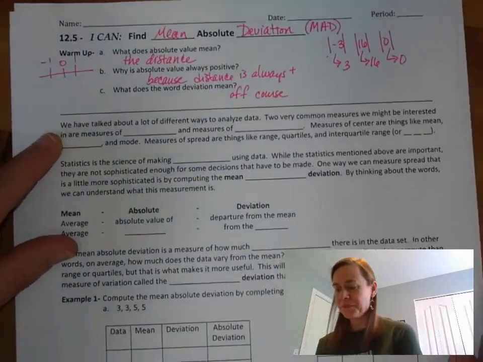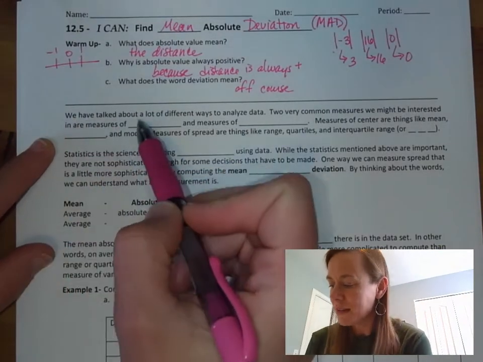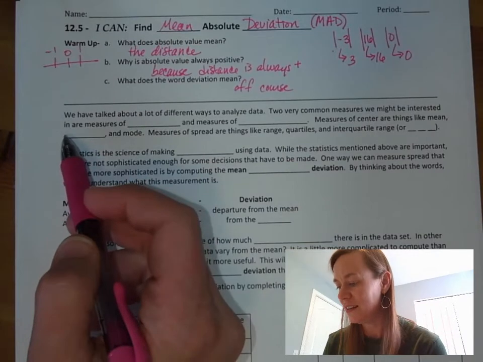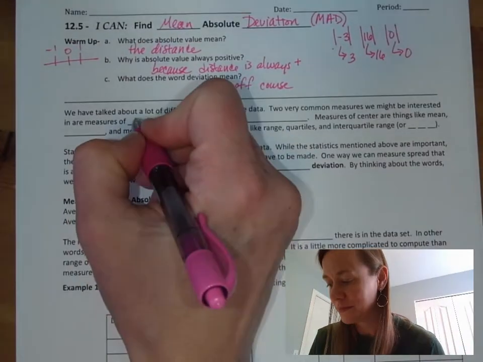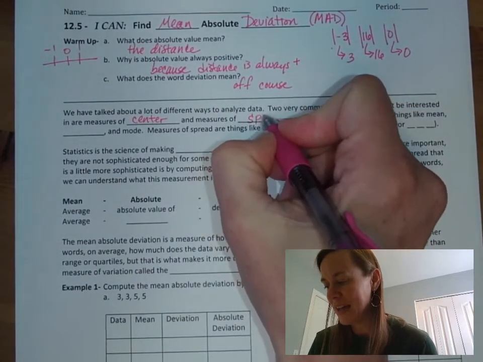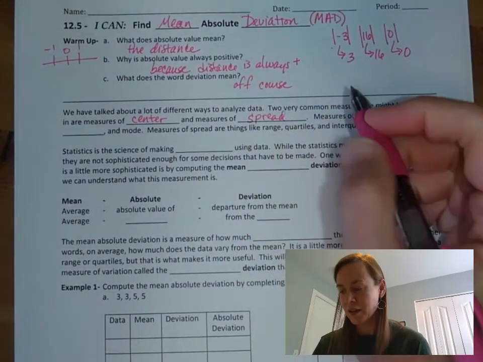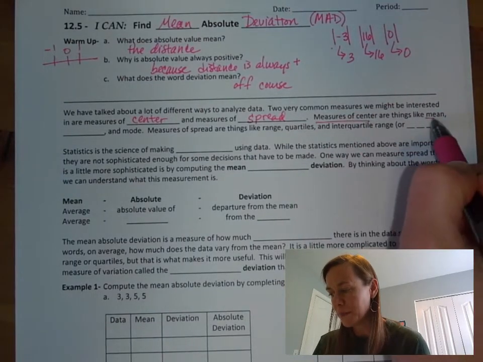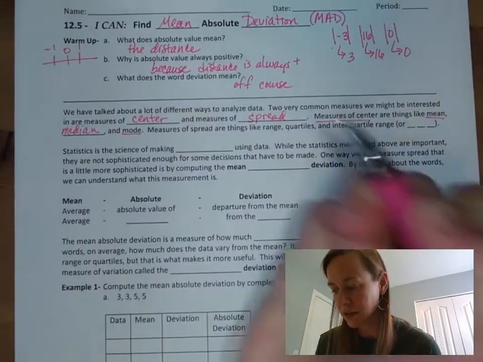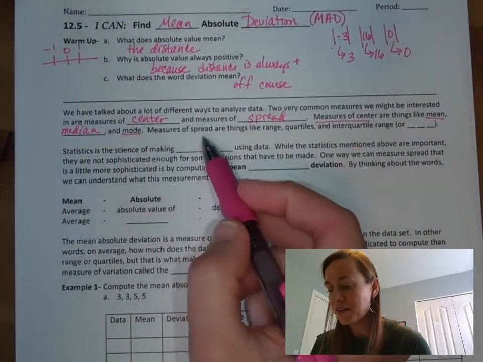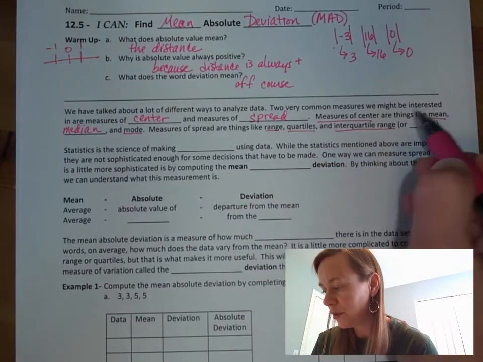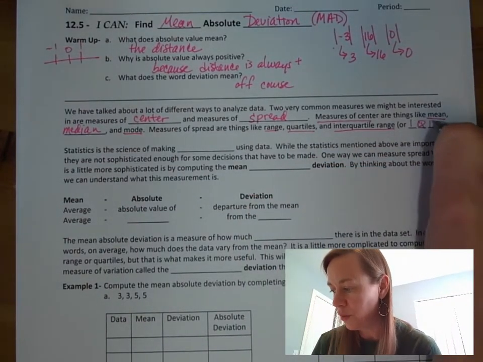Okay, let's go on. We have talked about a lot of different ways to analyze data. Two very common measures we might be interested in are measures of center, we'll talk about that in a second, and measures of spread, and we'll talk about that in a second. So just to review, your measures of center are things like mean, median, and mode. Those are your measures of center. Measures of spread, on the other hand, are things like range, quartiles, and interquartile range, which is what we abbreviate as IQR.